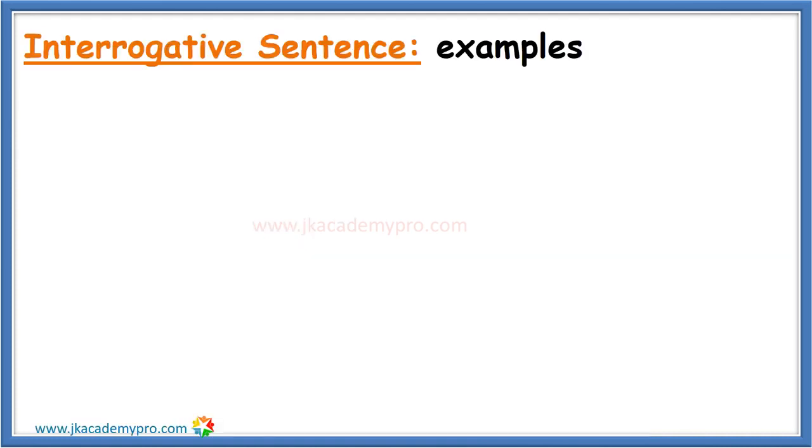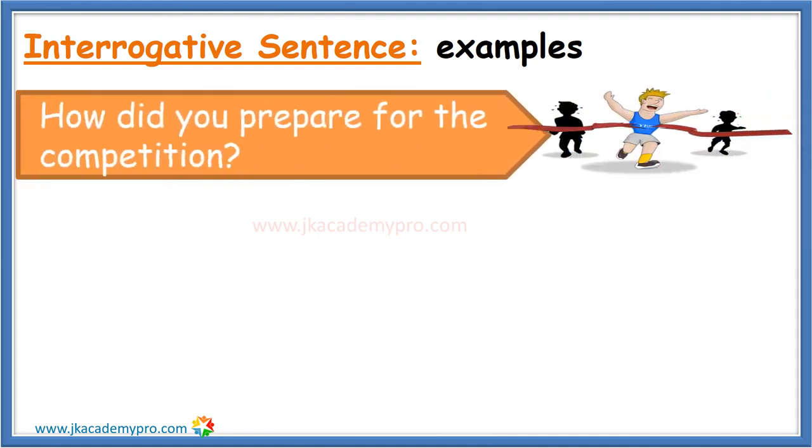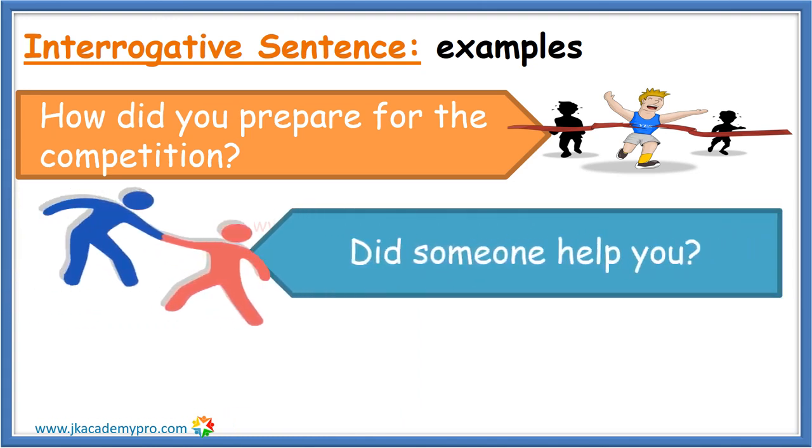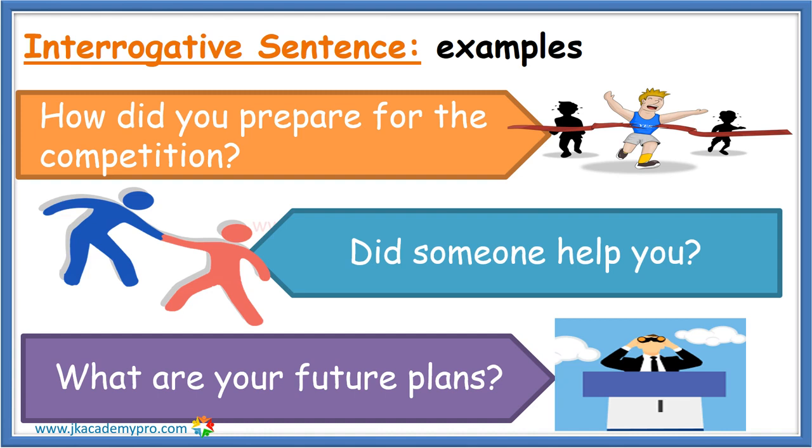Let's understand interrogative sentences with some examples. How did you prepare for the competition? Did someone help you? What are your future plans? All these sentences are asking questions and they all end with a question mark. So they are interrogative sentences.